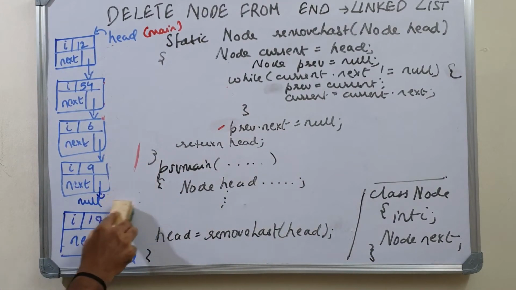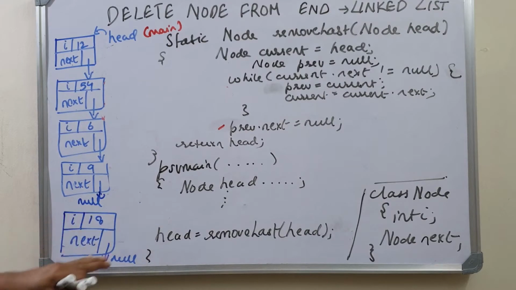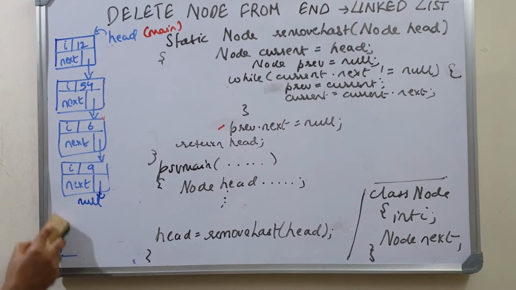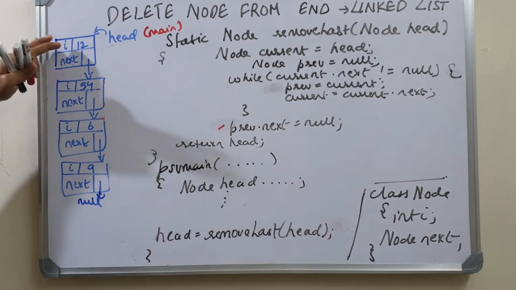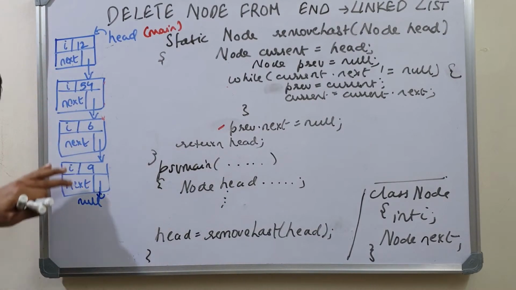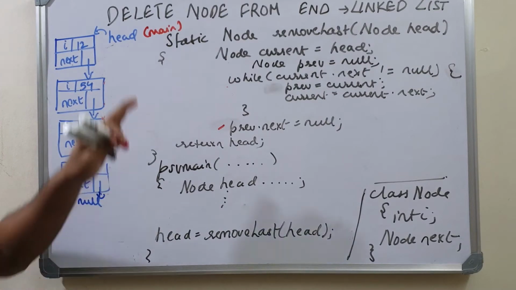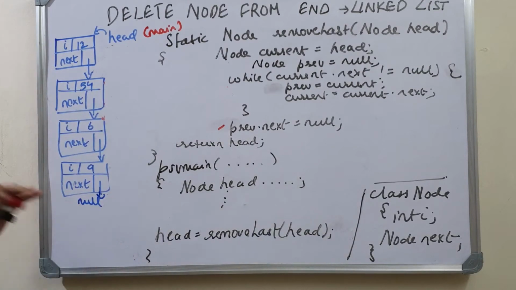Okay, and since there is no variable referencing this memory, this is collected by the garbage collector. Okay, and is no longer available. Okay, so the list is now 12, 54, 6, 9, and the last next is null. So this is how you remove the last node in the linked list.